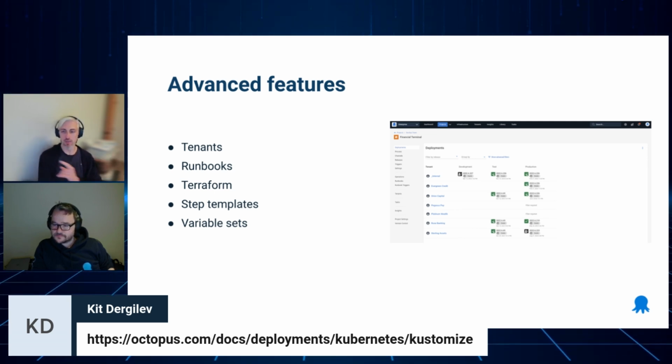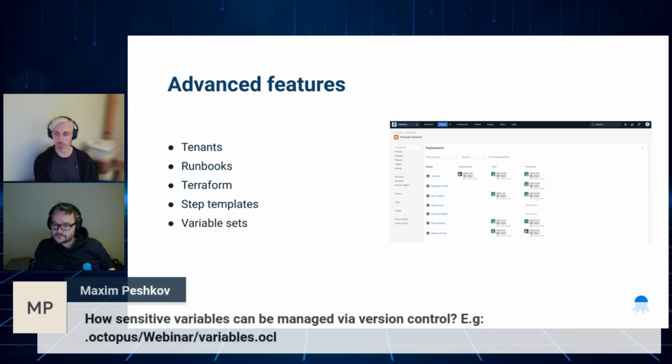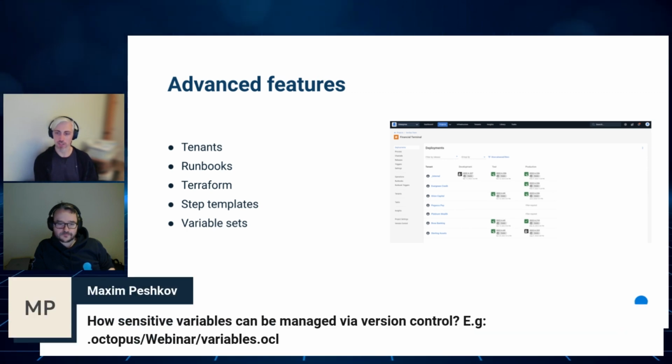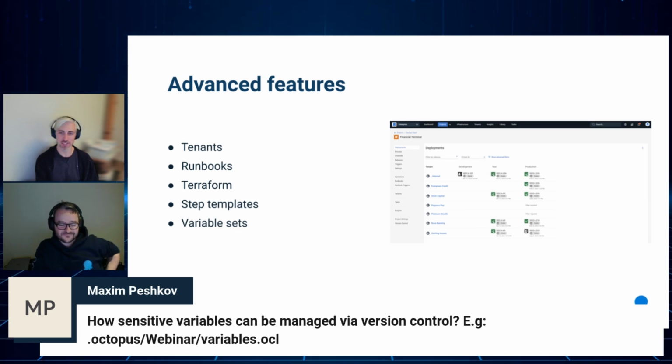Okay, now what about sensitive variables, Rob? How can we manage them via version control? I think the simple answer is you can't. But let's talk about why. Why is that? And what are the alternatives? How can you do it, let's say, with the vaults? Or is that okay? Yes.